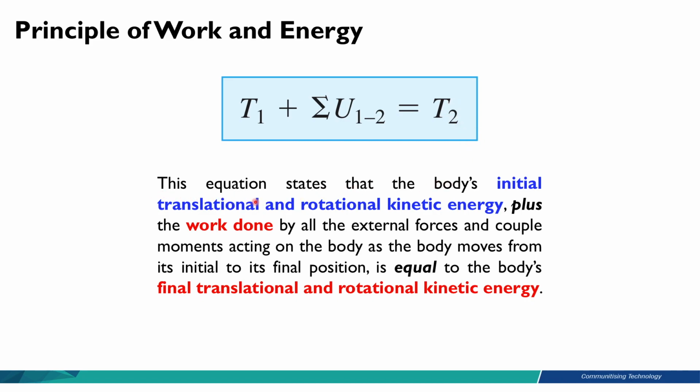So in words, this equation states that the body's initial translational and rotational kinetic energy, T1, plus the total work done by all external forces and couple moments acting on the body as the body moves from its initial to its final position, this here, sum of U1 to 2, is equal to the body's final translational and rotational kinetic energy, that is T2. So this is what is known as the principle of work and energy.